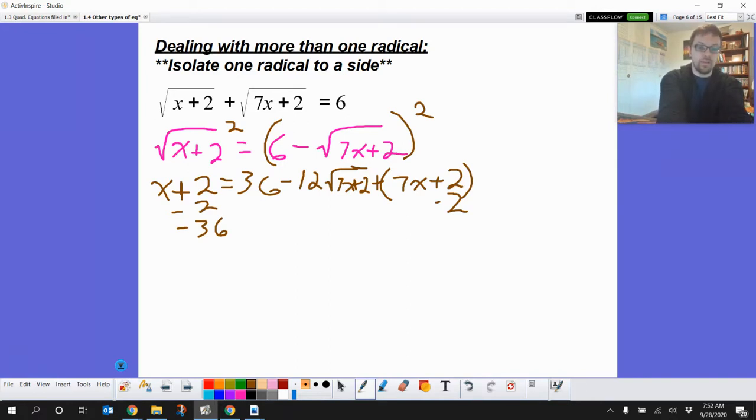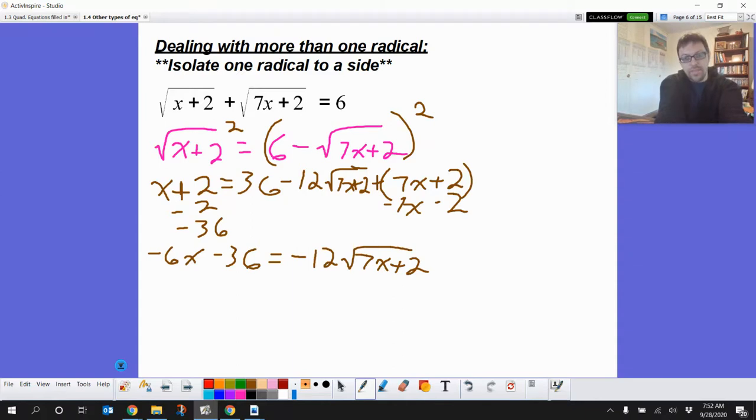And we'll bring that 7x over, so minus 7x. So we end up with negative 6x minus 36 equals, and we're still left with our negative 12 square roots of 7x plus 2. I'm going to get rid of that 12. We could keep the 12, but here's what I'm thinking. If I divide both sides by 12, I'm going to end up with a fraction on the other side, and I don't really want to do that. So my sneaky trick is I'm just going to divide by negative 6.